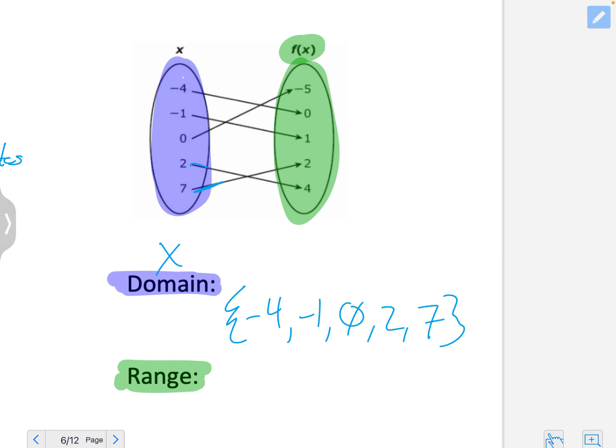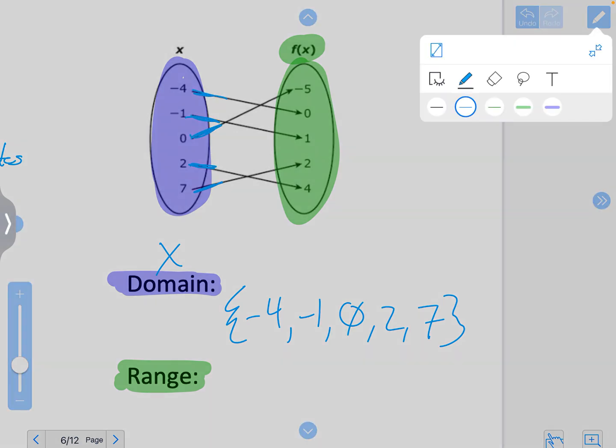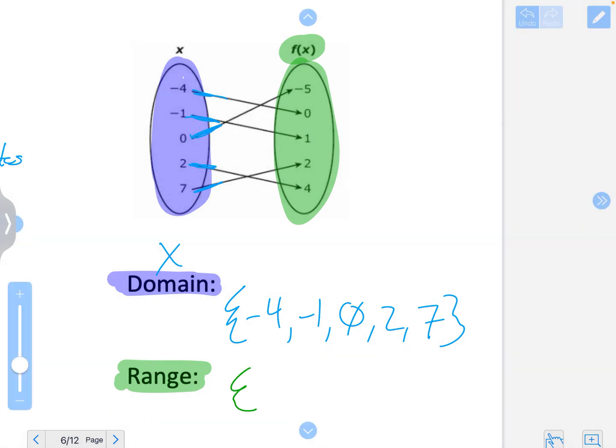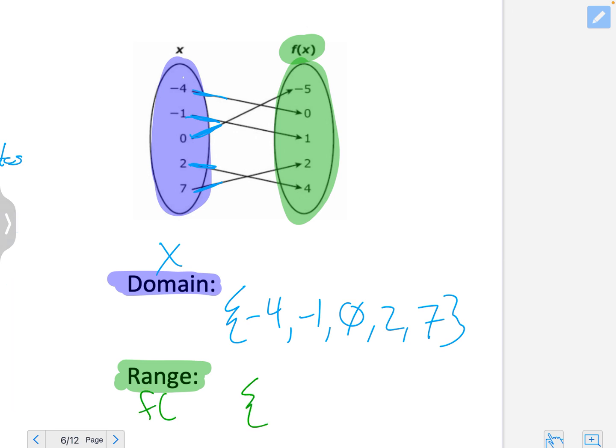As long as each number has an arrow or has a line, we're going to write it down. If for some reason a number did not have an arrow or did not have a line, we would not write that number down. Man, that fancy bracket is awful. So range in this case is f of x, which is the same thing as y. So -5, 0, 1, 2, and 4.